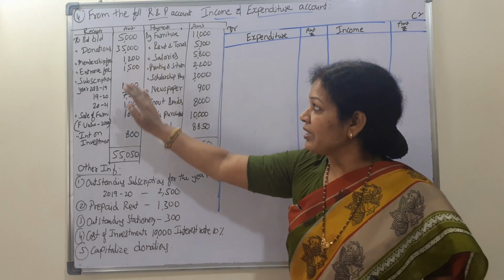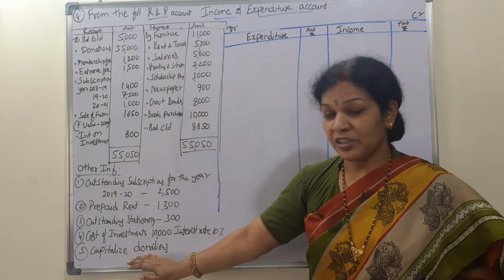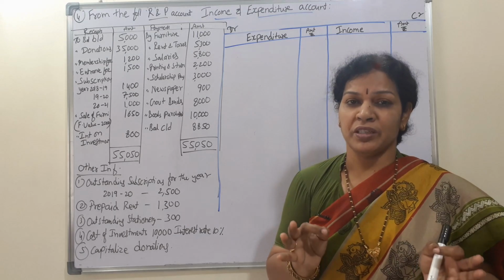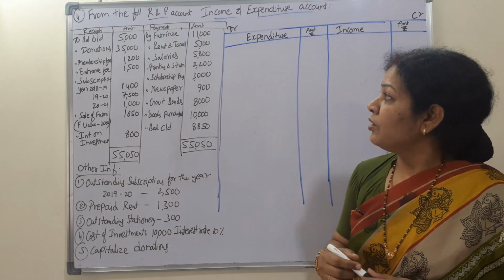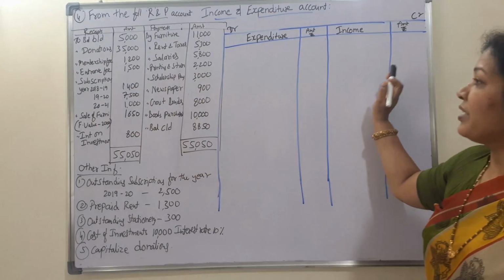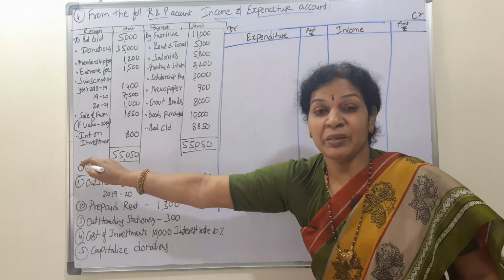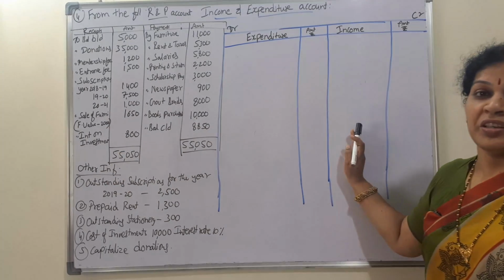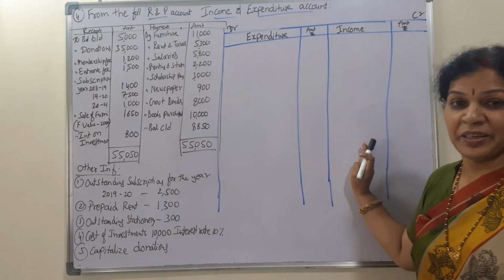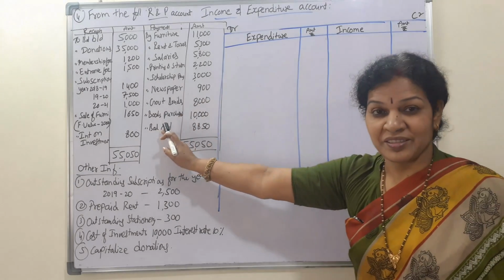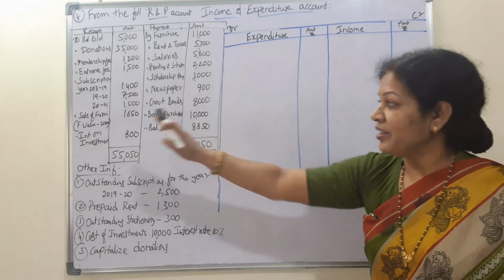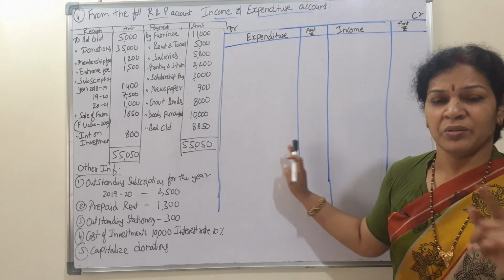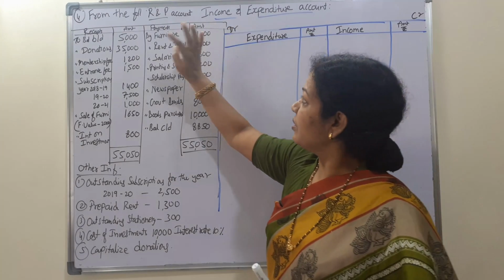First we'll read all these transactions and additional information, and whatever adjustments we have, we'll put a tick mark over there so that we will not miss any transaction. Receipts come on the credit side. In the receipts and payment account it is the debit side, but here it comes on the credit side because receipts are income. Payments are expenditure. Debit to credit, credit to debit. This you remember. Okay, now we'll see everything.